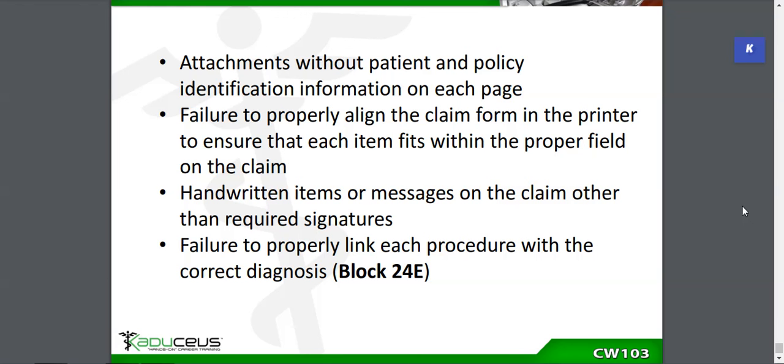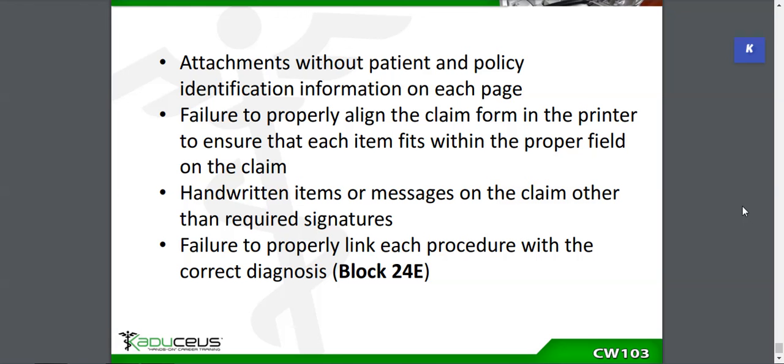Handwritten items or messages on the claim other than required signatures. So you cannot write out a claim. That is a no-no, and it will be denied. Just denied. They probably won't even give you a reason why, because you should know better that you don't write on a claim. And earlier when I told you about the signatures are generally designated as SOF, signature on file. So you really don't even have to use a stamp or write on it. You can use a doctor stamp, but the most common function is to just put SOF.